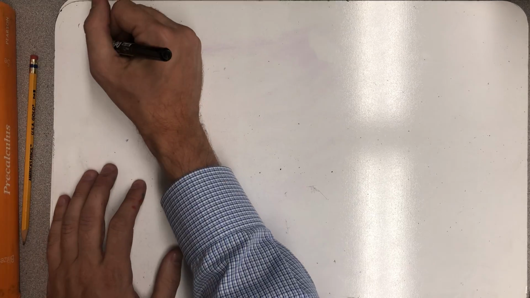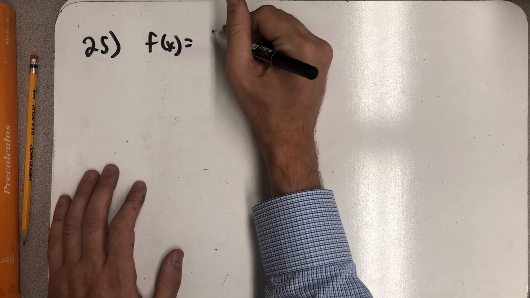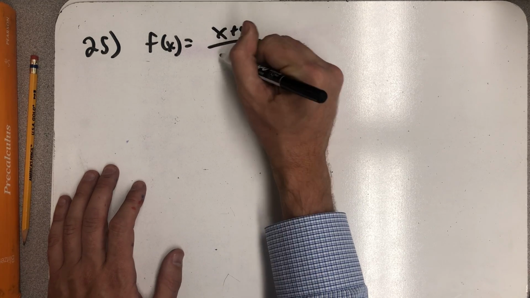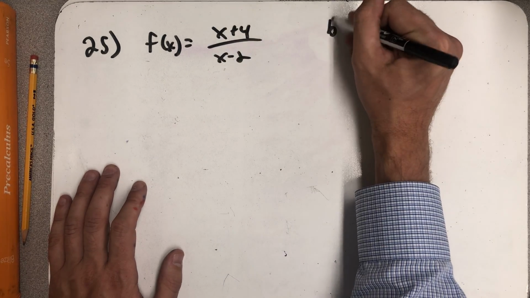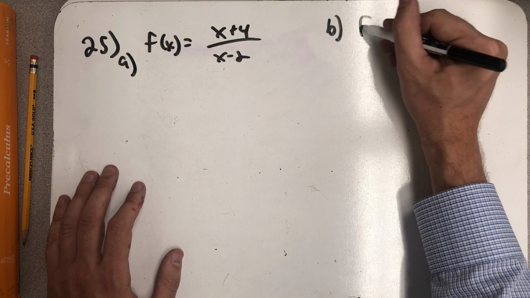So in number 25, we're given the function f of x equals x plus 4 over x minus 2. And this time for part B, instead of doing what's in the textbook, I want to find all the domains and all the ranges.